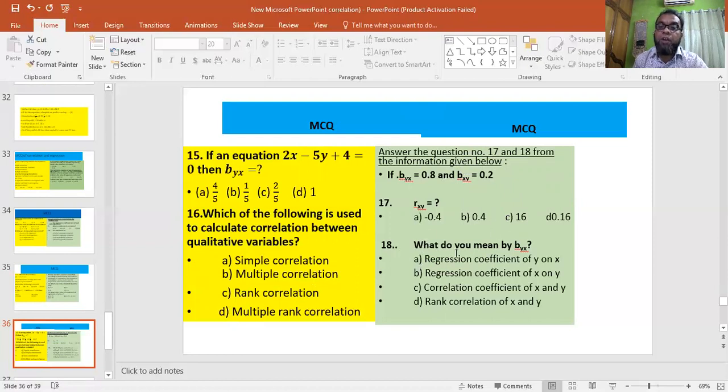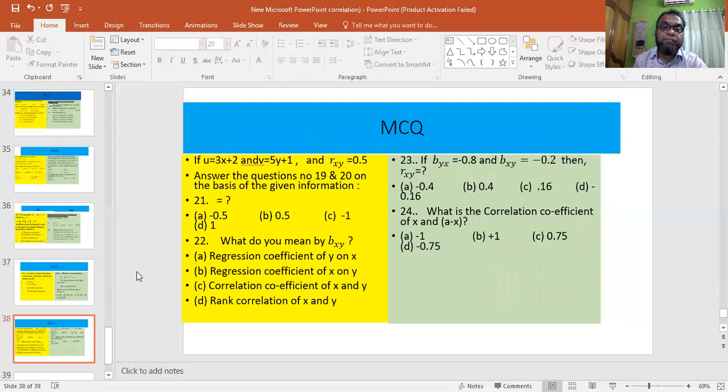Number 18, what do we mean by byx? Byx is the regression coefficient of y on x.